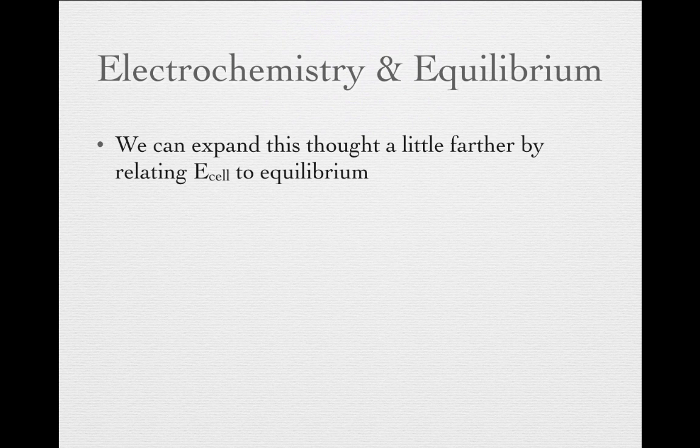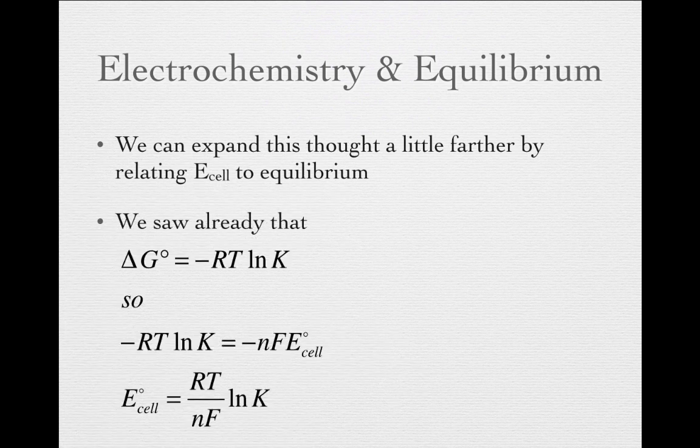Since we've seen now that we can link E cell and delta G, and we've seen earlier that delta G links to K, there must be a link between E cell and K. So we've already seen that we have that relationship between delta G and K. So if we take the equation that we just learned for delta G0, and replace it with negative nFE cell, we end up with an equation that says E0 cell is equal to RT over nF natural log of K. Now R is our gas constant, 8.314 joules per mole Kelvin. T is temperature in Kelvin. F is Faraday's constant. And n is the number of electrons transferred.